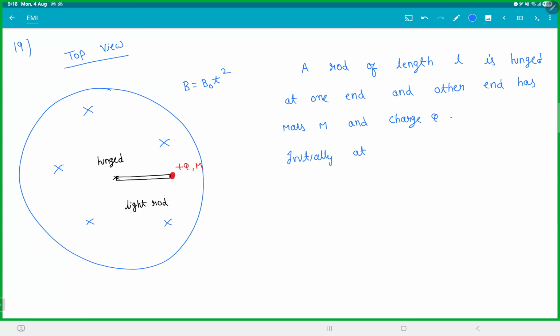The magnetic field is B naught T square. So something happens. This rod starts moving. Find tension in the rod at time T. So figure out why the rod is moving. Once you figure it out, then draw an FBD and then get all the forces and get it.